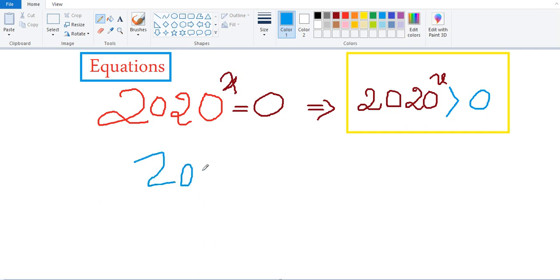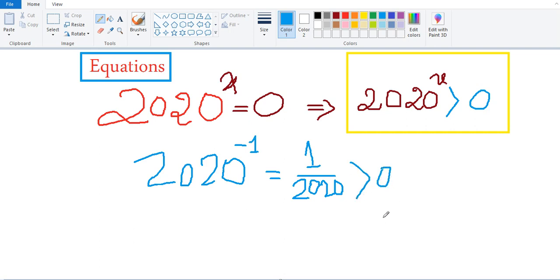Example, take one. Equal, yes, 1 equals 1, on 2020, so it's more than 0, yes. But 8 is different from 1, 8 different 1. So it is easy to note for you.